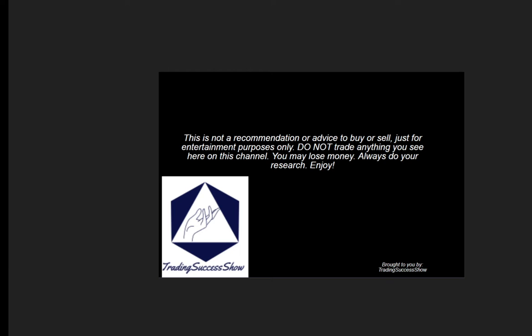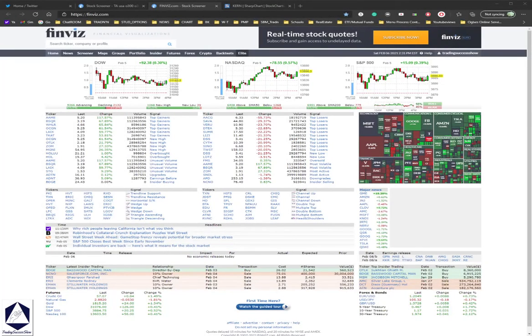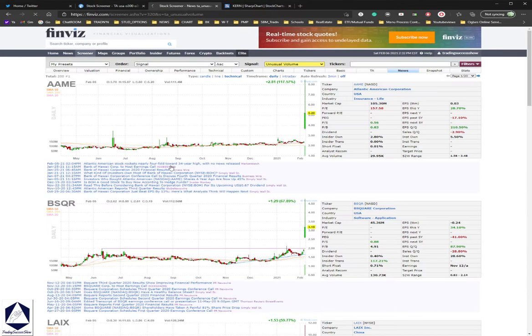So I will take you to the website. Okay, so this is Finviz. Finviz is pretty much used in most cases to scan for stocks or to search different strategies. In this case we have unusual volume. So instead of going into the scanner to look for unusual volume, you just go on the home page and click on unusual volume.